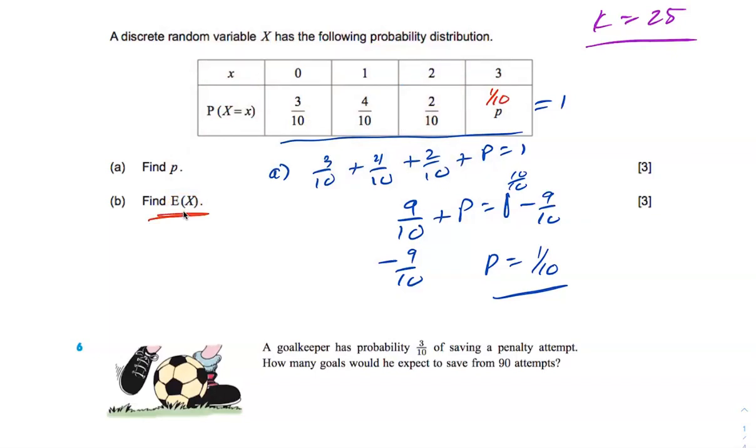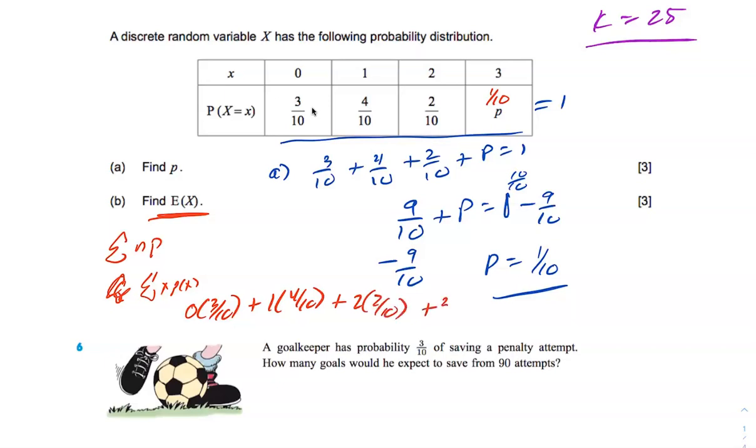Remember, all you do for expected value is the sum of N times P, or some people say X times P. All you have to do is multiply the X times the probability and add them all up. That's how you find expected value. So we're going to go 0 times 3/10 plus 1 times 4/10 plus 2 times 2/10 plus 3 times 1/10. Now keep in mind these are all over 1.